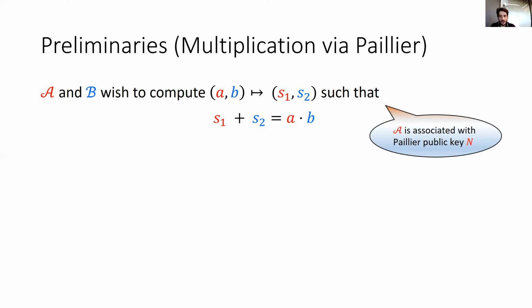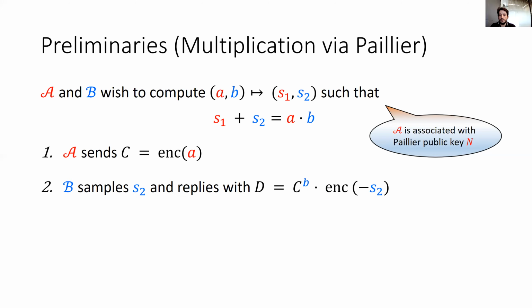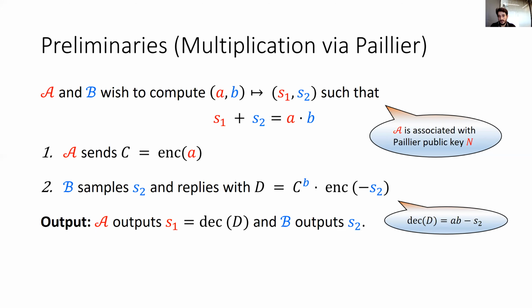So to obtain shares of the product, the parties proceed as follows. A encrypts his input under its own key and sends it to B. B uses the homomorphic properties of Paillier to multiply the plaintext by b and then removes its share from the resulting value. Notice that the plaintext value of capital D is exactly a times b minus s2. Finally, A outputs the decryption of D and B outputs the value it chose in step 2. Okay, so this is how we do multiplication using Paillier.